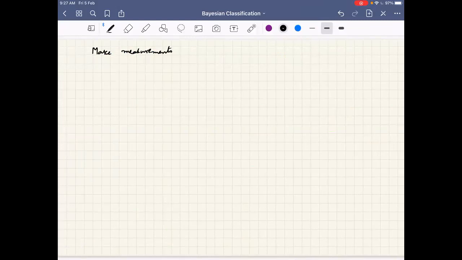So now let us start making measurements from some given samples and prepare the training data. So let's make measurements, and then improve the classification rule, the decision rule, and the classification error and accuracy.